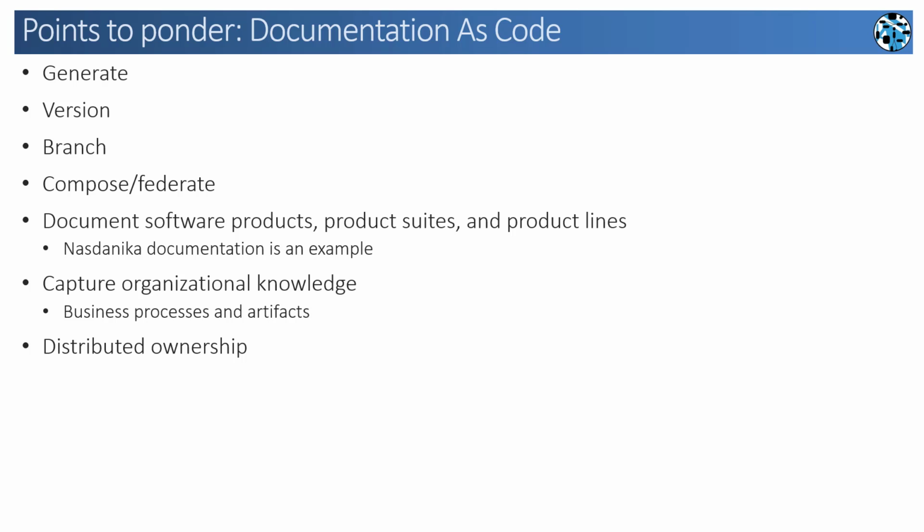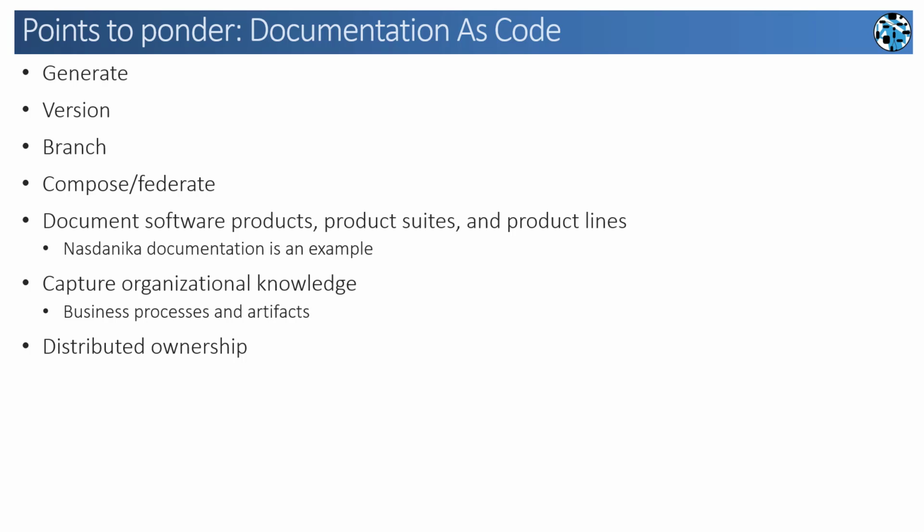Such documentation can be versioned, branched, composed, generated. It can be used to document software products, as it is done for Nasdanika products. In this case, the documentation models reside close to the code and evolve with the code. It can also be used to capture organizational knowledge, for example, to document business processes and artifacts.